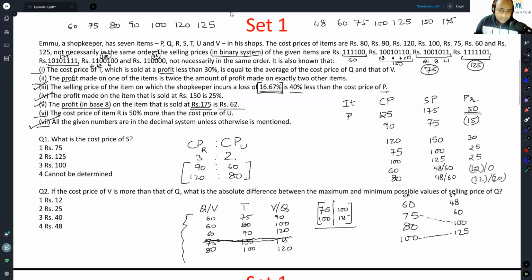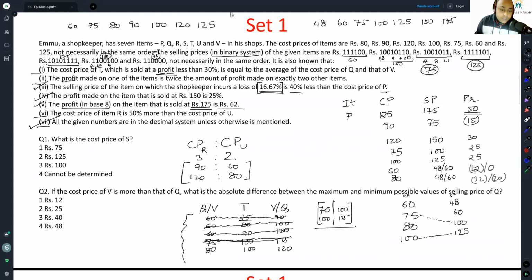Now this initial table that we had made is going to come to our massive aid. The cost price of T, which is sold at a profit, T is sold at a profit less than 30%. So the item sold at 75 is being sold at a profit of 25 or 33.33%. So this case is ruled out. This is not possible. 80 is not even being sold at a profit. So this case is ruled out. 90 is not even being sold at a profit. So this case is ruled out.